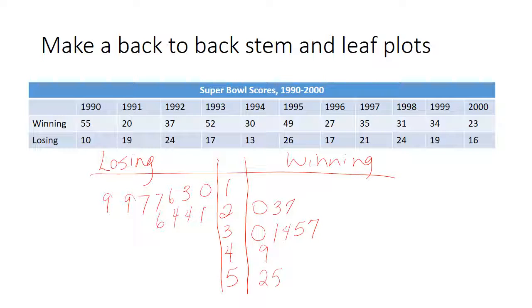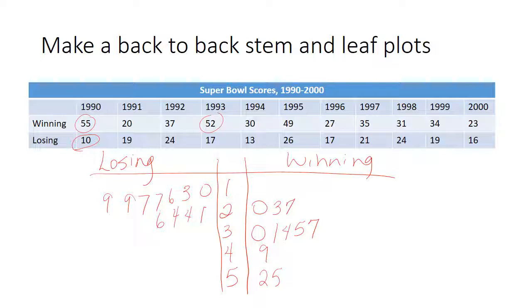Okay, I think I got mine done. Let's check yours against mine. So I decided to put my losing over here in the backward column and my winning in the forward column. My center column has the numbers 1, 2, 3, 4, and 5, because we have lots of numbers that have a first digit of 1, and we have a couple up here that have the first digit of 5. So in the losing, we should have a 10, a 13, a 16, a 17, a 17, a 19, and a 19.